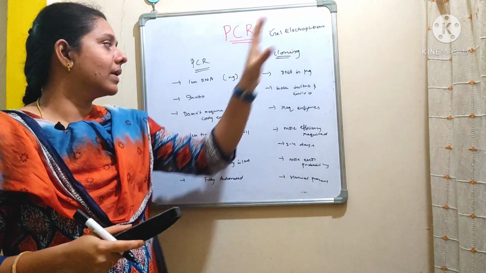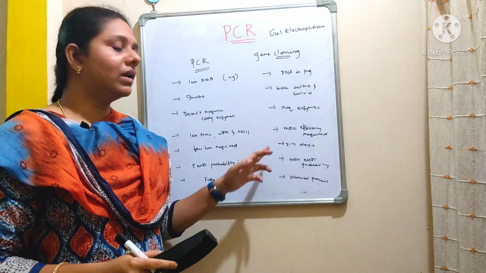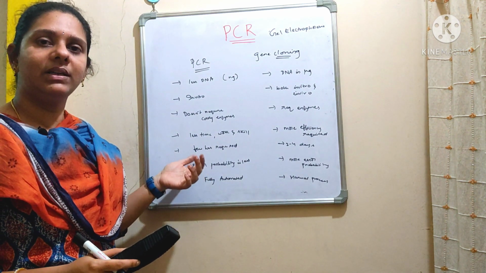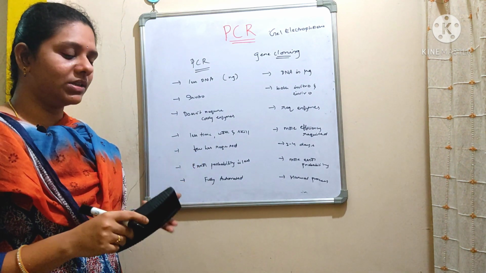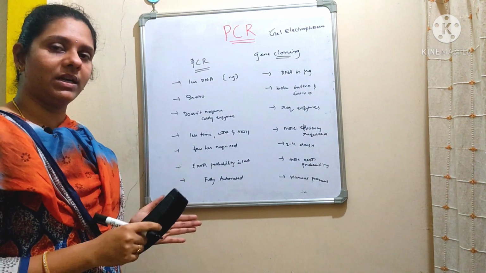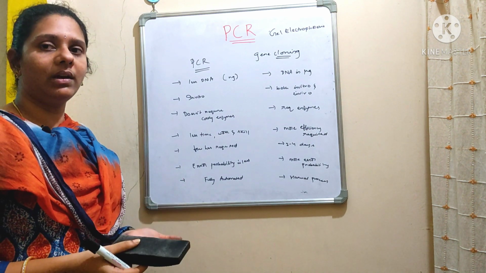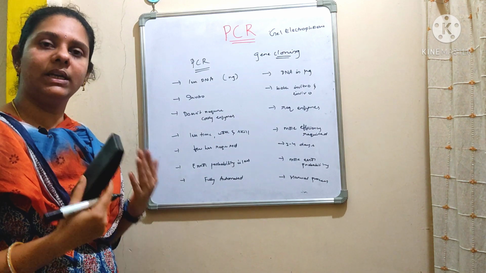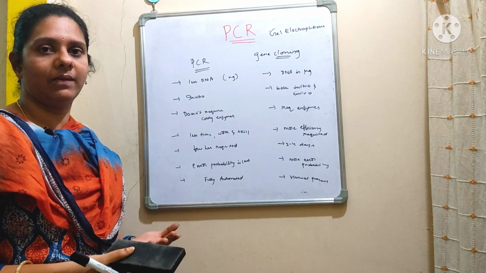PCR requires more efficiency, and this can be completed in less time. That means denaturation, annealing and extension for 30 cycles hardly may not take more than 1 hour. We can complete our experiment within 1 hour.